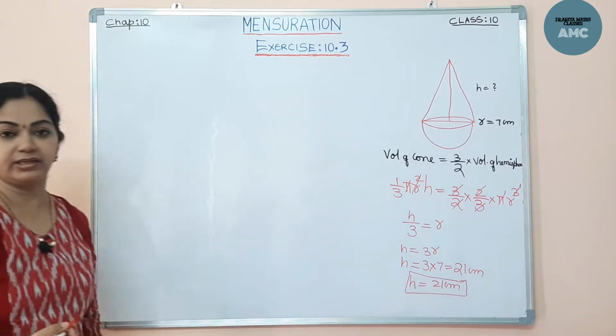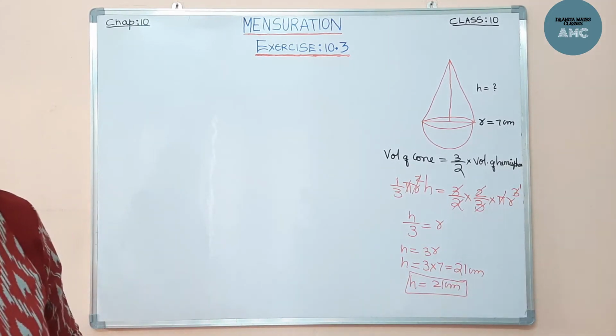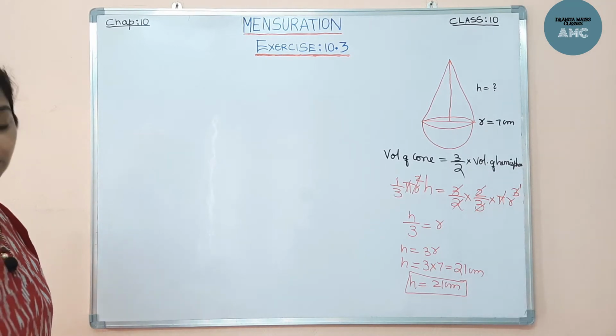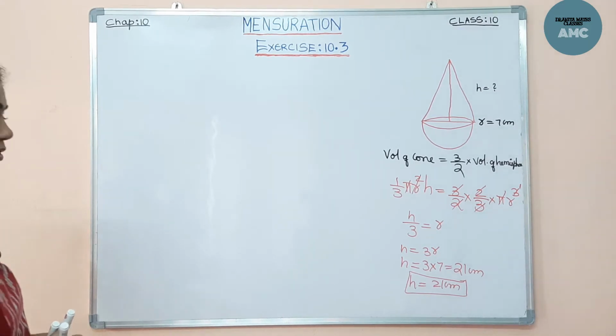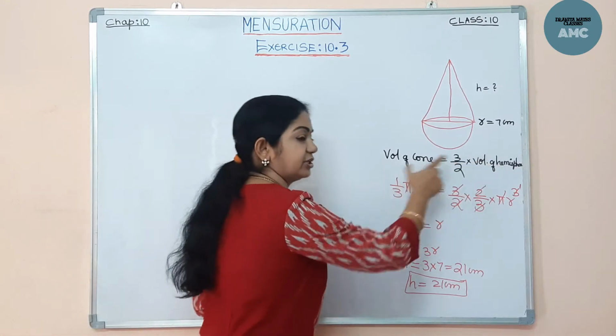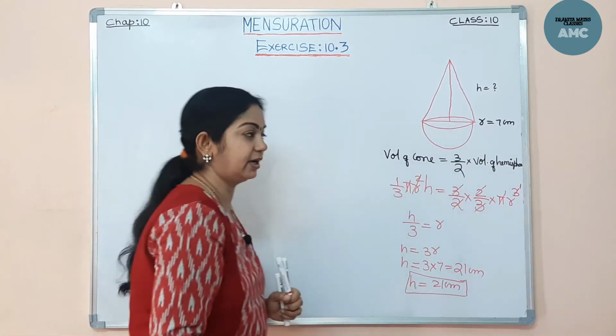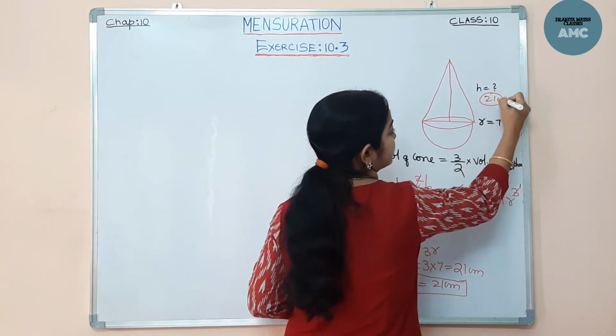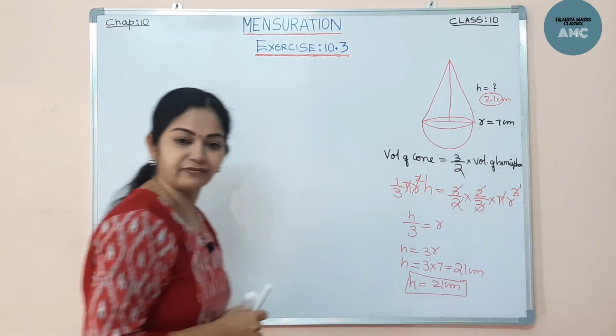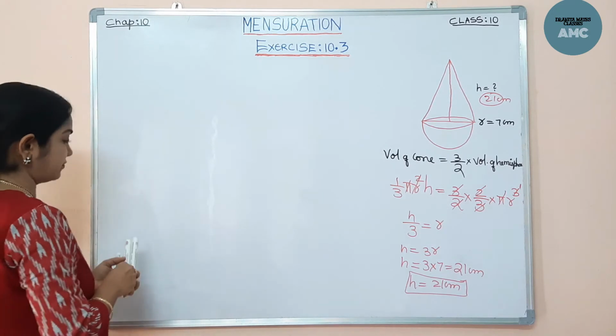Now we have to find the volume of the toy. Correct to, oh no, not the volume. The height of the cone and the surface area of the toy correct to 2 places of decimals. Here volume is not asked. From the volume condition we have found out the height. Height of the cone we got as 21 centimeters. Now we have to find the surface area of the toy. Let's find out.